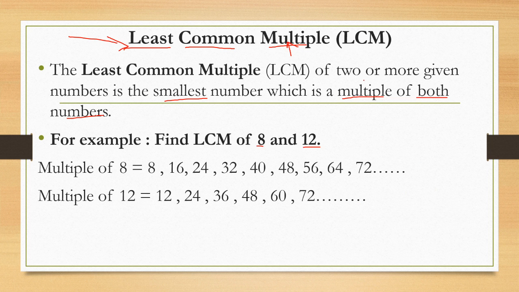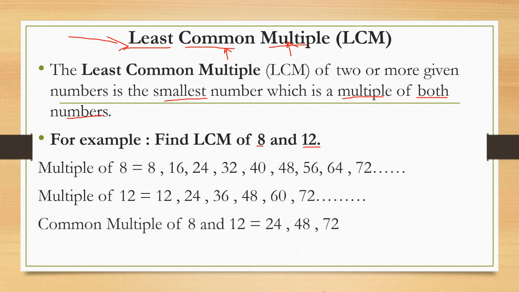Now we have written the multiples of 8 and 12. Next, we have to find the common multiples in these two lists. So common multiples of 8 and 12 are 24, 48, and 72. You can see 24 is here in 8 and 24 is here in 12 also. You can see 48 is in 8 and 12 also. Similarly, 72 is here in both the 8 and 12 multiples.